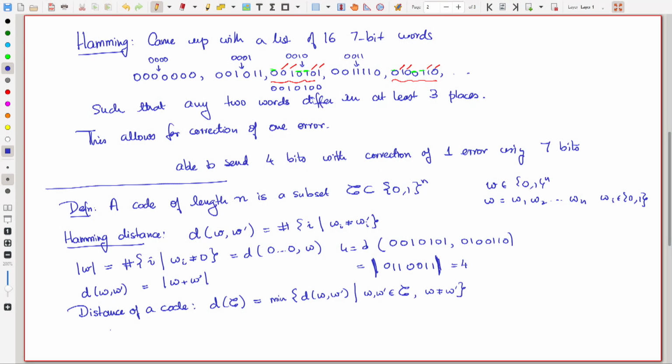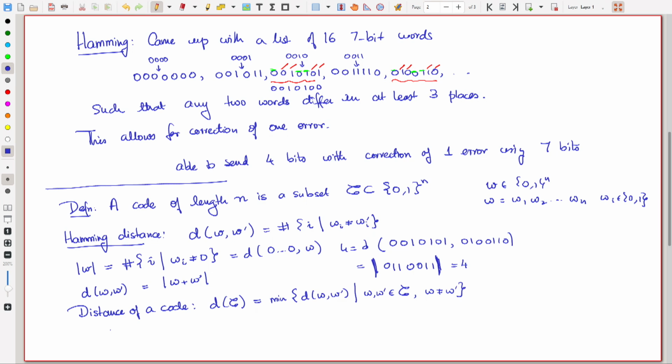So, 16 different possible words can be transmitted using 7 bits, but 16 different possible words correspond to 4 bits. So, 4 bits of information is going in 7 bits. That's the calculation I am doing, and that is better than what we said earlier, where we were sending 4 bits using 12 bits by repeating 3 times. So, the idea is to try to find a code with a large size and a large distance.